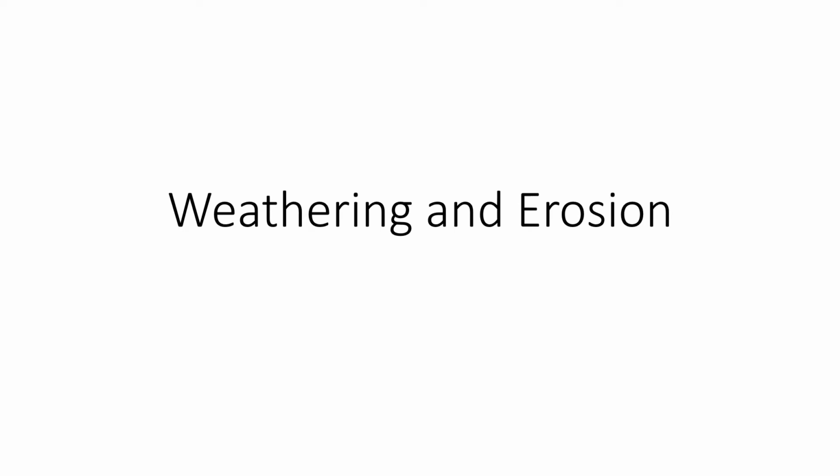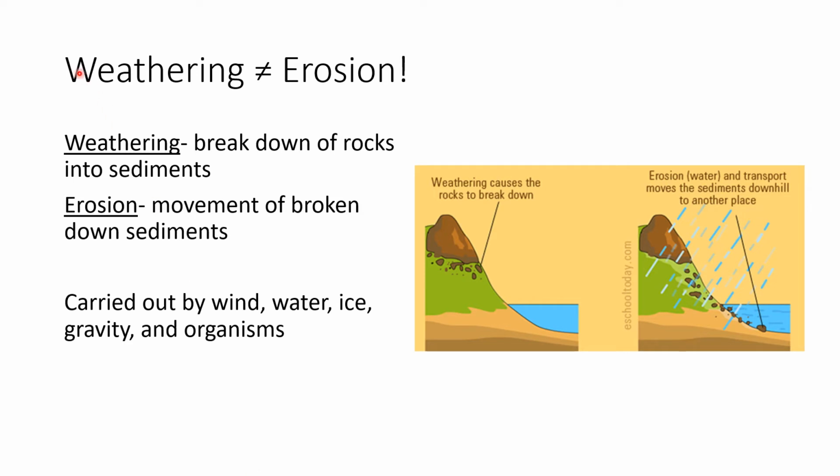Hello Earth Science students, here's our lesson on weathering and erosion. First, let's distinguish between the terms weathering and erosion. They don't mean the same thing. Weathering is the actual breakdown of rocks into smaller pieces, which we call sediments, and then erosion is the movement of those broken down sediments from wherever they were broken down to another place.